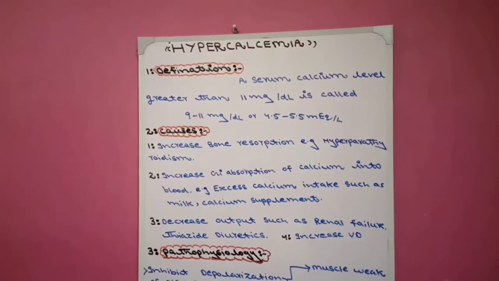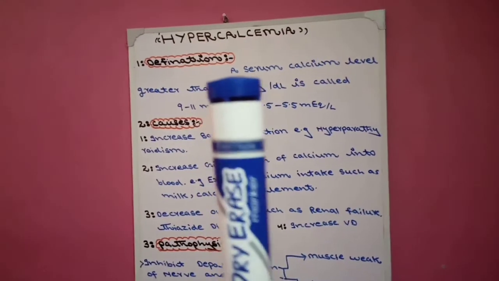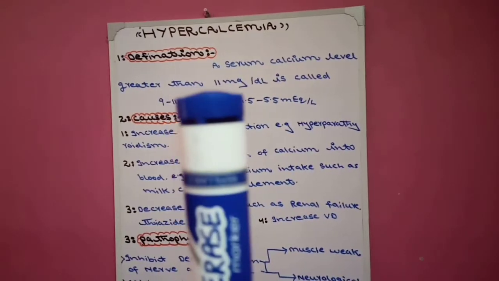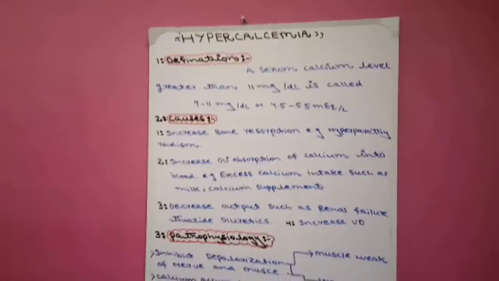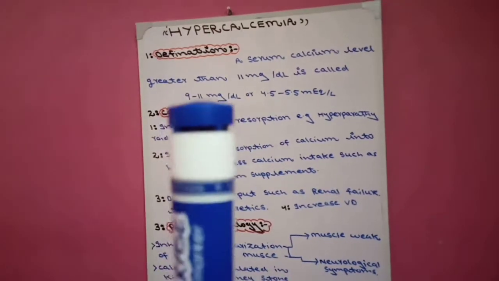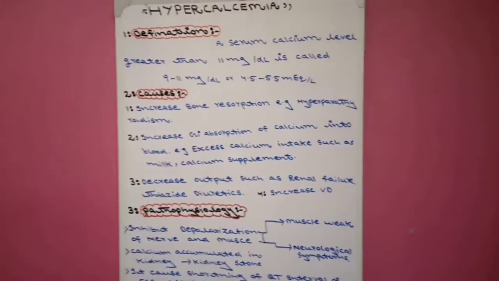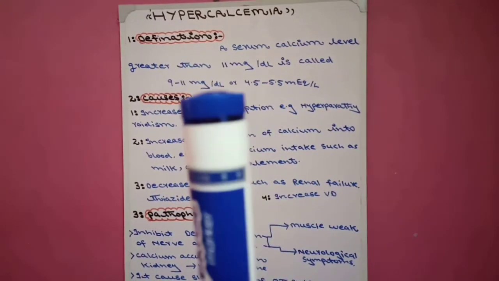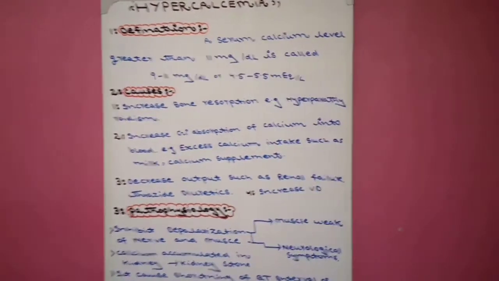How do we define hypercalcemia? A serum calcium level greater than 11 milligram per deciliter is called hypercalcemia. This is the definition of hypercalcemia. Now come to the normal range. The normal range of calcium in our serum is from 9 to 11 milligram per deciliter. In milliequivalent per liter, the range is from 4.5 to 5.5 milliequivalent per liter.